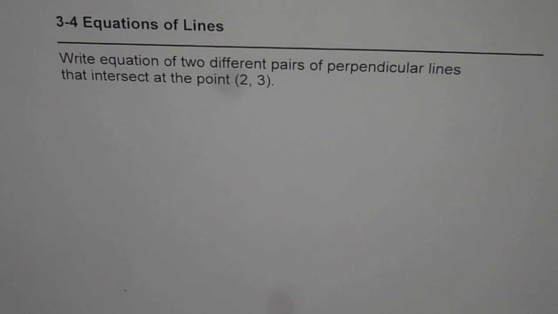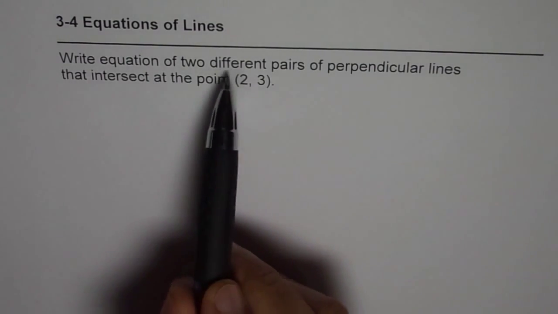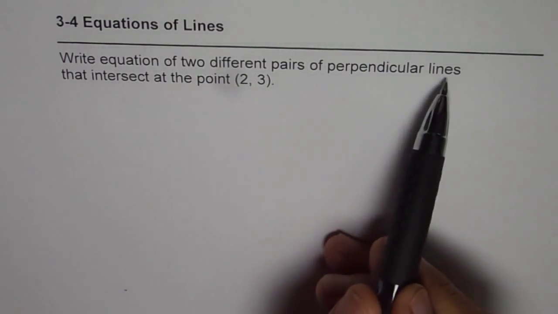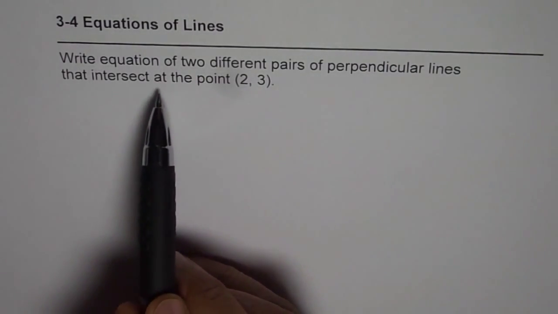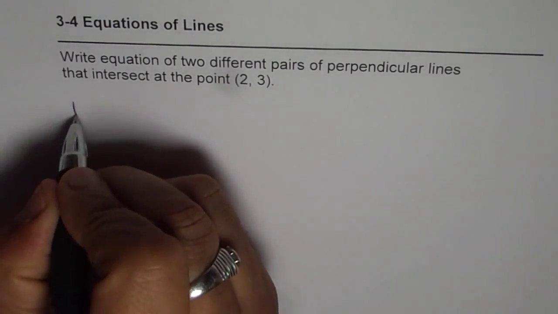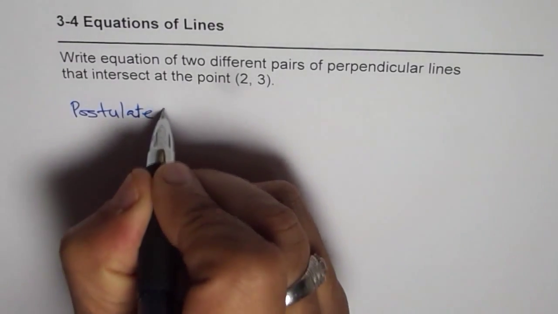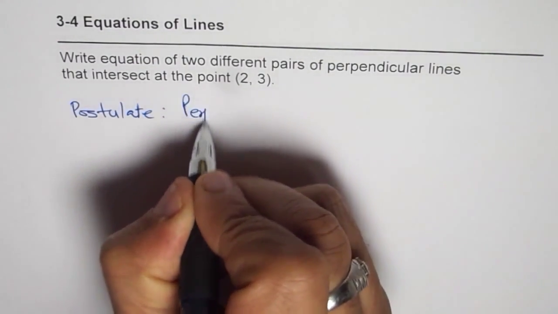I'm Anil Kumar, and here is an interesting question to learn about perpendicular lines. The question here is, write equation of two different pairs of perpendicular lines that intersect at a point (2, 3). So from the postulate on perpendicular lines, what do we learn?